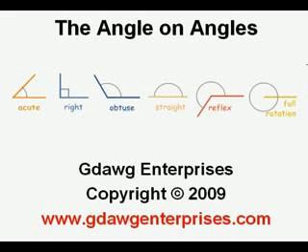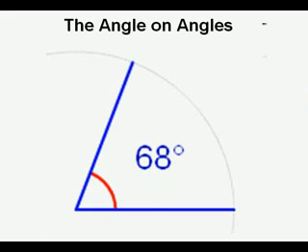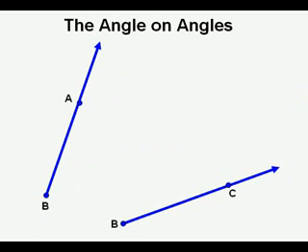The angle on angles. Today we're going to go over the definition of an angle, look at the component parts of an angle, and classify different types of angles according to their measure. An angle is essentially composed of two rays that are joined together at a common endpoint.